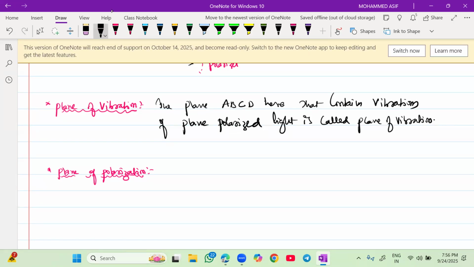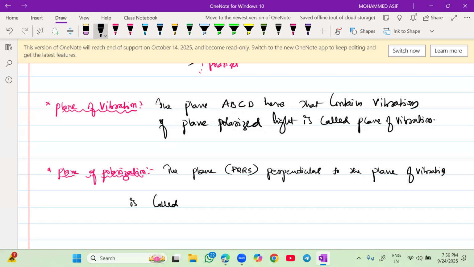All right, the definitions will get a clarity. The plane, what name I have given, PQRS, which is perpendicular to the plane of vibration. Perpendicular to the plane of vibration is called plane of polarization.